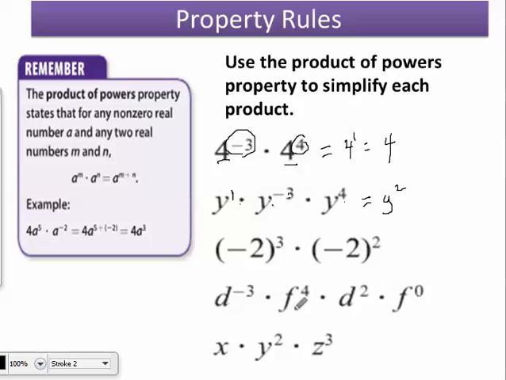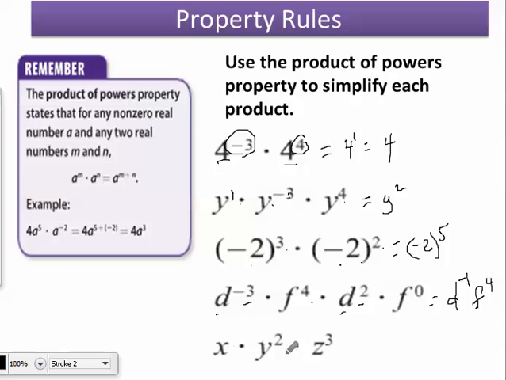Okay? So if I've got negative 2 to the third, negative 2 squared, that's going to be equal to negative 2 to the fifth power. I'm adding the exponents across. That's all I'm doing. Now I've got d to the negative 3 and d squared there. I'm going to add those together and get d to the negative 1. And then I've got f to the fourth and f to the 0. I'm going to add those together and get f to the fourth.